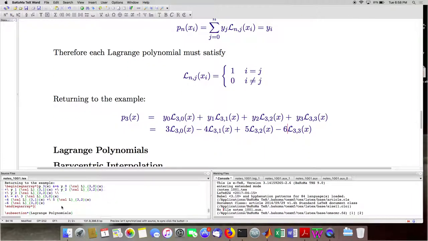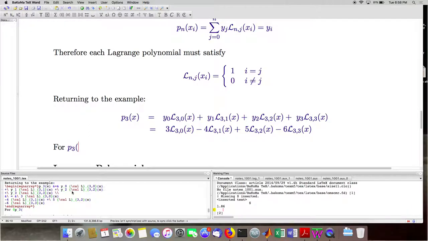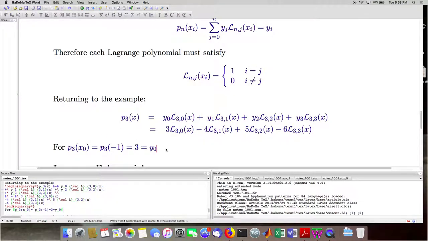And my Lagrange polynomials have to satisfy these properties. So in order for P3 of x naught, which is equal to P3 of minus 1, to equal 3, which is y naught. So plug in x naught, you get y naught, and here are the specific numbers involved. You must have the following.